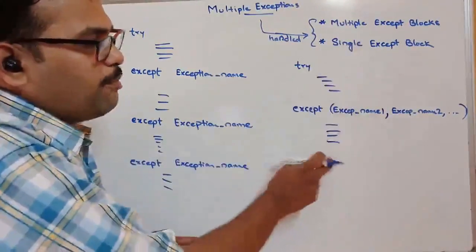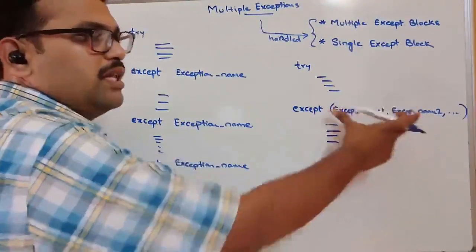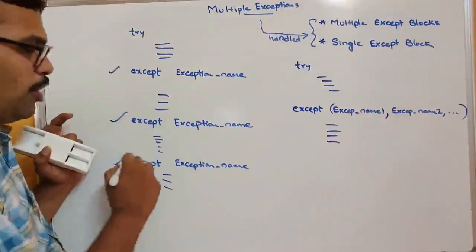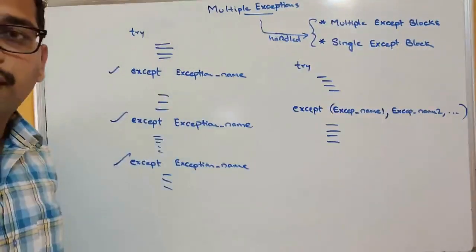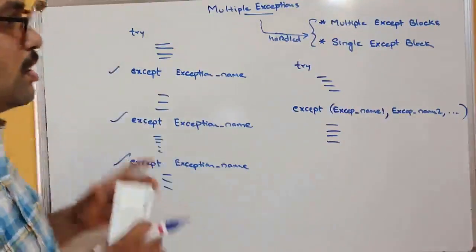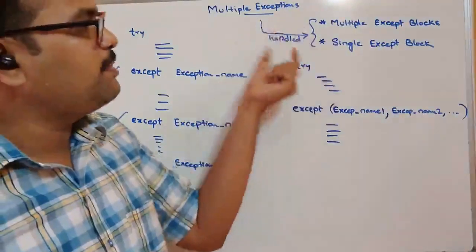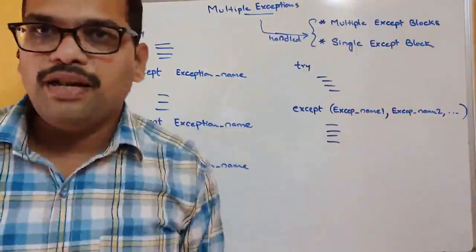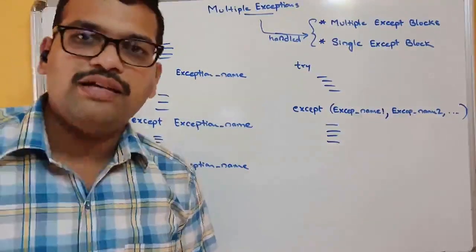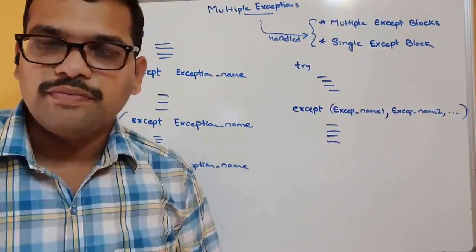So these are the two different ways we can handle multiple exceptions. One is using a single except block: specify comma-separated exception names in parentheses to the except block. Or simply use different except blocks, each with an exception name. Now I will demonstrate with a small example how we can handle multiple exceptions using a single except block and multiple except blocks. If you still have any doubts, they will be clarified after watching the execution. Let's move on to the system.